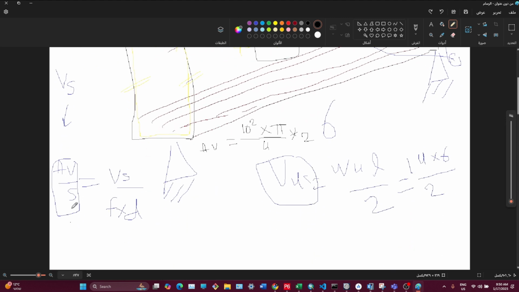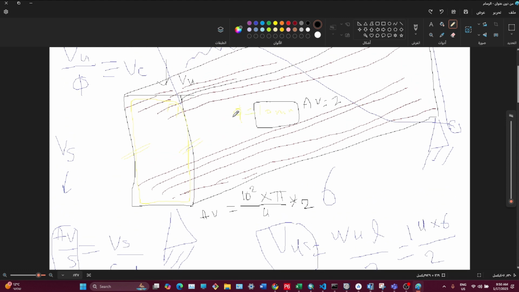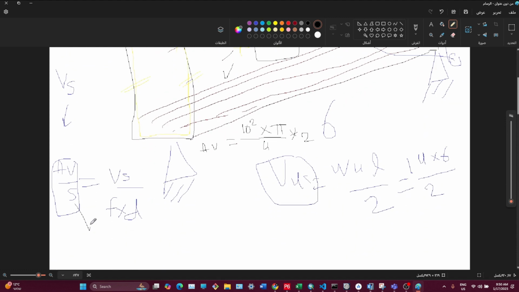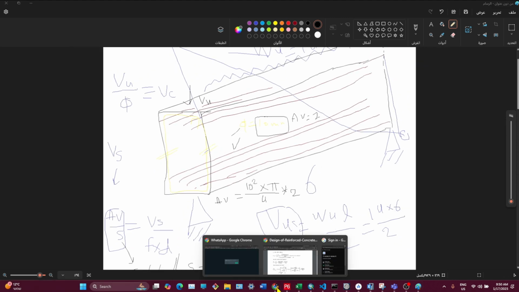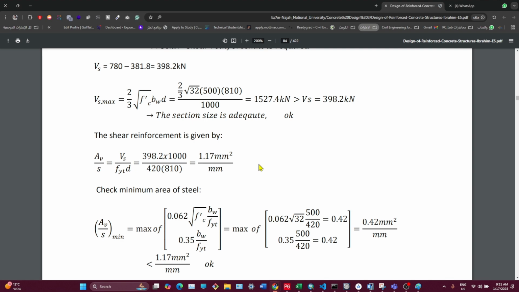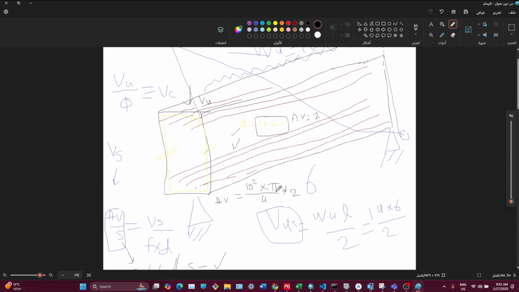But I need to compute the AV over S. I can assume the diameter, and then I can compute the S. Another option is that S is given and then we estimate the diameter of the stirrup. Is that clear? Very clear or half clear? No, I got it. It's either you assume the diameter to get the spacing, or you compute the spacing, and then from that spacing you can get the diameter.